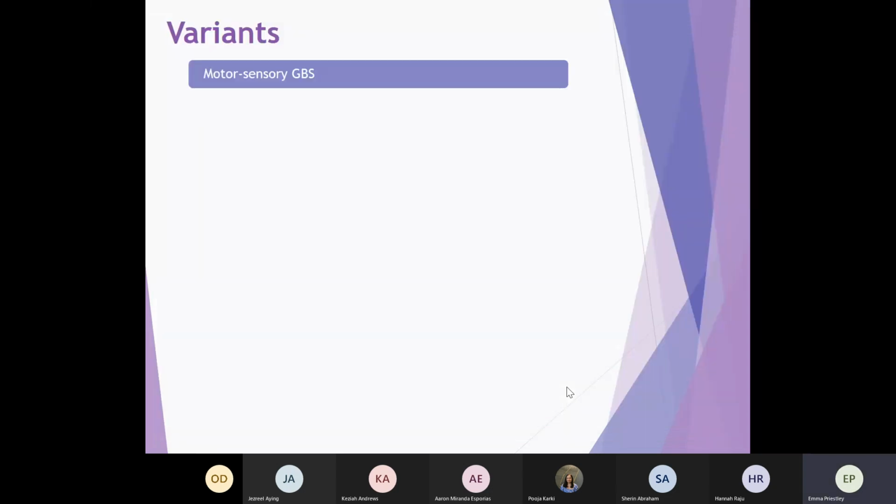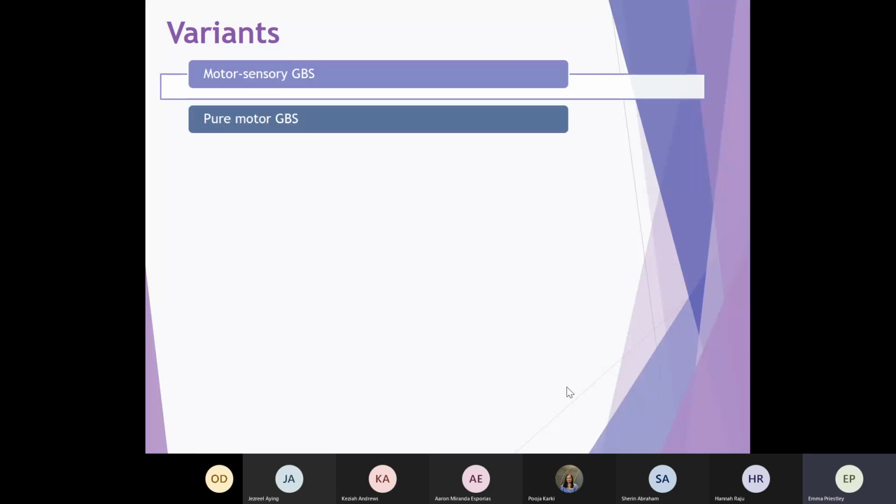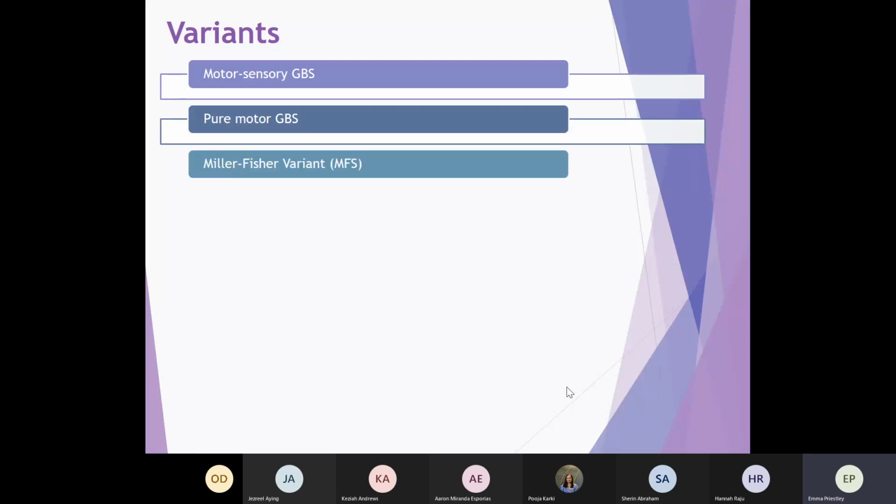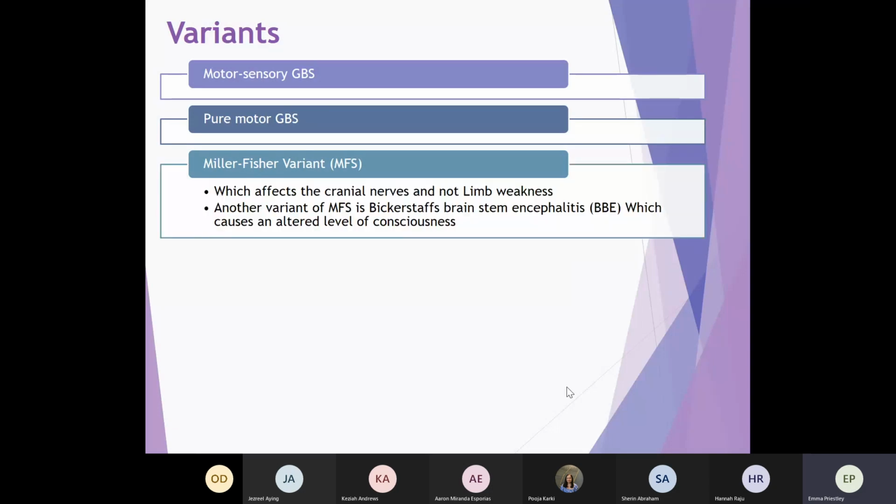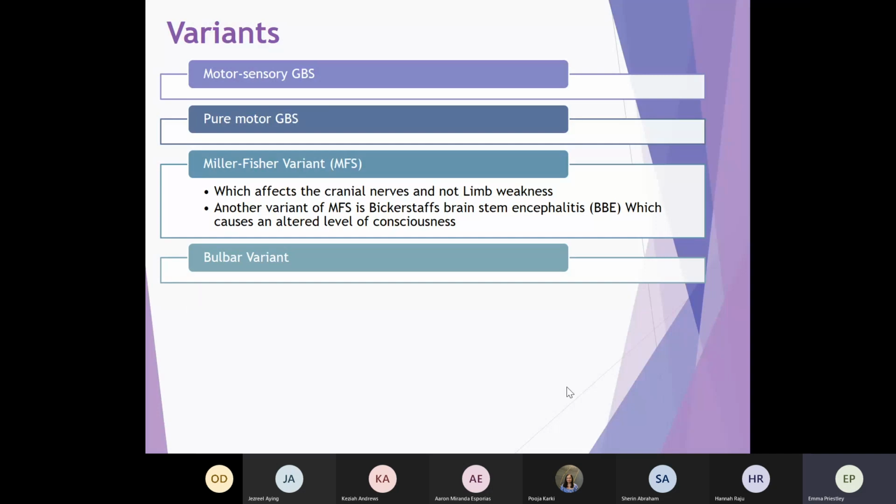And then different types of variants. So we've got motor and sensory. So this is more of your ascending and your descending. You can have purely motor, so that they won't have as much pain. You don't see the motor one very often. The Miller-Fisher variant is rare. So Miller-Fisher starts with the cranial nerves. So more of the bulbar problems and the swallowing problems for your Miller-Fisher variant of Guillain-Barre. Bulbar variant as well, again, swallowing problems.